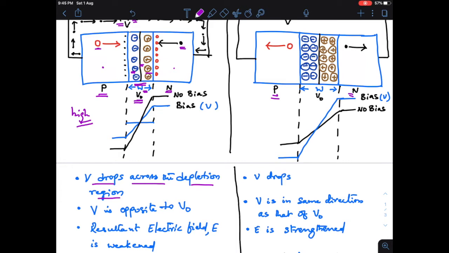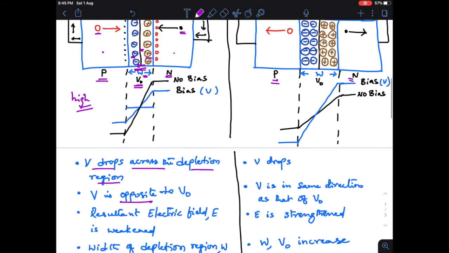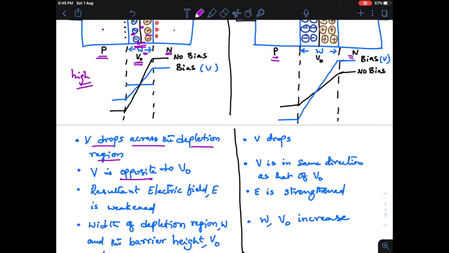Now, what is barrier potential? Barrier potential is the potential difference between these two. So, this is V0 across the depletion region. Because of this potential, there will be an electric field developed. This V0 is under no bias condition, V0 refers to the equilibrium barrier potential.